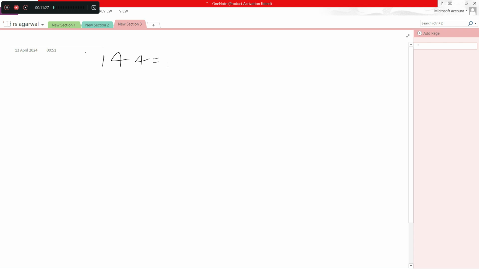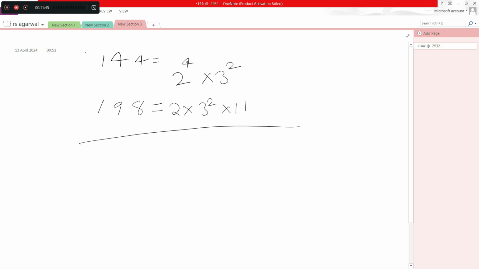144 is equal to 2 to the power 4 into 3 square. After that, 198 equals 2 into 3 square into 11. Now HCF, as I said, we have to take the lowest one. In 144 it is 2 to the power 4, and in 198 it is 2 only, so we'll take the 2, and the 3 square is common in both, so we'll take the 3 square. So the answer is 18.